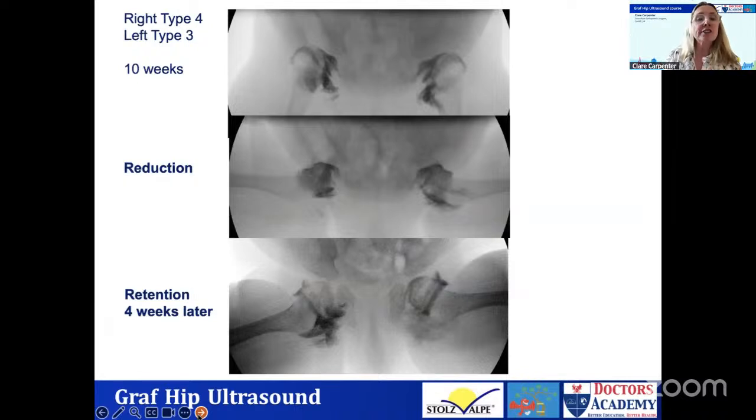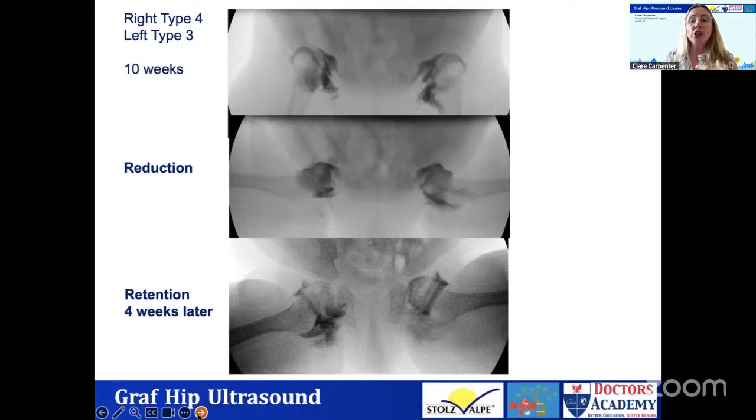So you have bilateral dislocated hips. This baby was 10 weeks old. She was taken for a closed reduction, an arthrogram. So there's the arthrogram showing fairly blunted hyaline cartilage roofs. There's no significant medial pooling, so we could get those hips in.